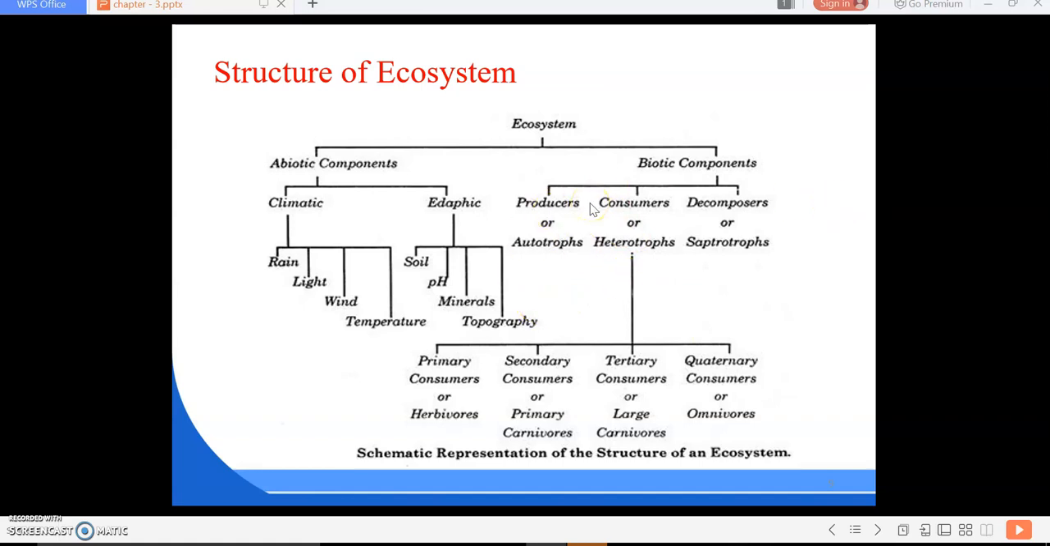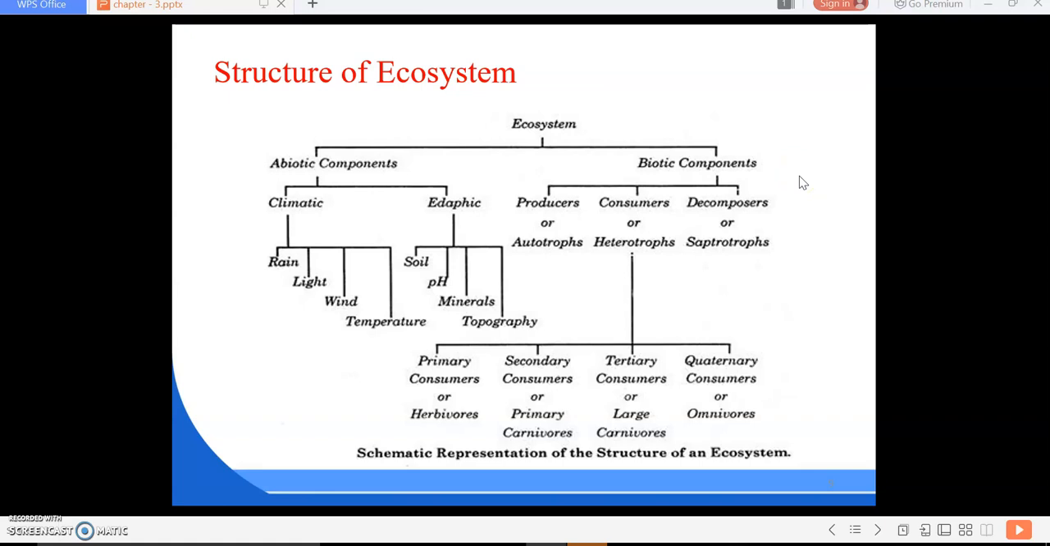Producers' work is to produce the food. Consumers are here only to consume the food, and they are fully dependent upon the producers. Next are our decomposers, which are here to decompose it. These are very important terms: the autotrophs, heterotrophs, saprotrophs, herbivores, primary carnivores, large carnivores, and omnivores.